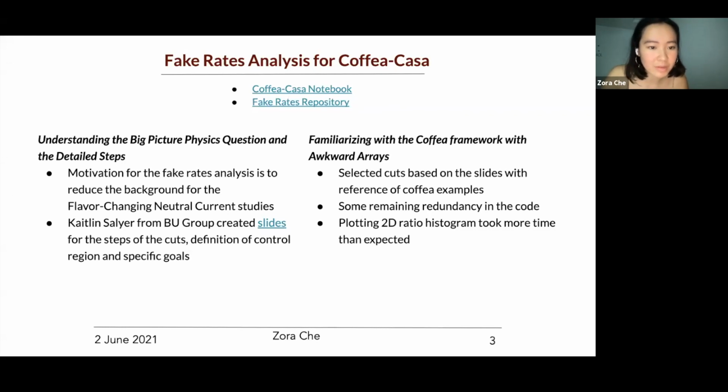For my process of turning the originally C++ code into the Coffee-Casa notebook, it turned out to be productive for me to understand a bit about the bigger picture physics question, and for someone with a physics background, Caitlin from the BU group, to create slides for me for the steps of the analysis, so I could write the corresponding code. The only real difficulty I had was related to plotting, based on the difference between the Coffee histogram library and the original ROOT library, since some of the functions, such as dividing 2D histograms, are not currently available in Coffee.